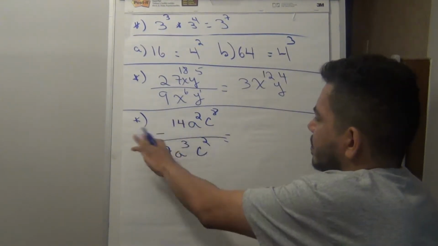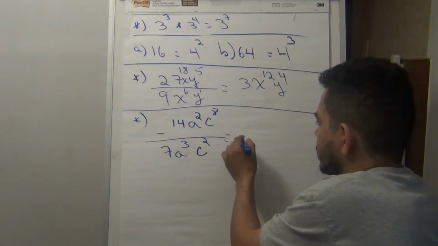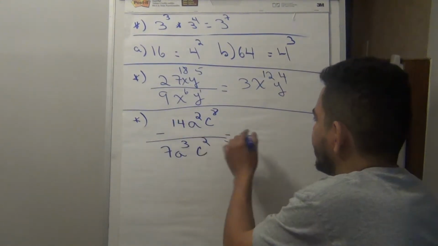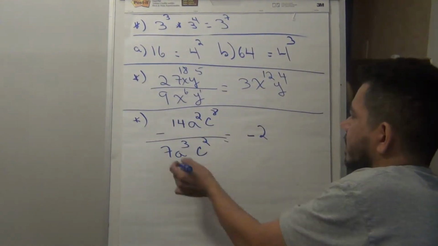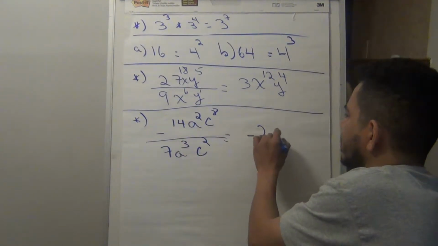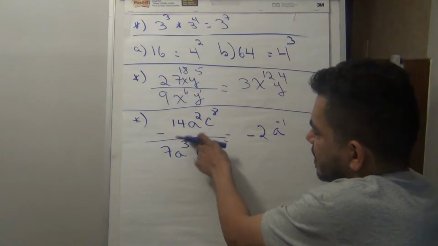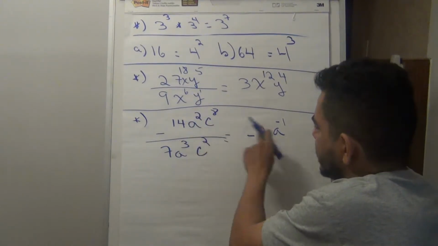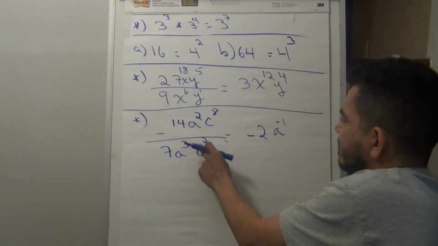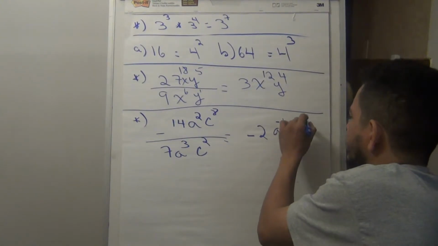Alright, so the whole thing is going to be negative anyways. Okay, 14 divided by 7 is 2. a to the second divided by a to the third is a to the negative 1. Remember, the quotient rule says that you gotta subtract, so 2 minus 3 is negative 1. c to the 8th divided by c to the second is c to the 6.